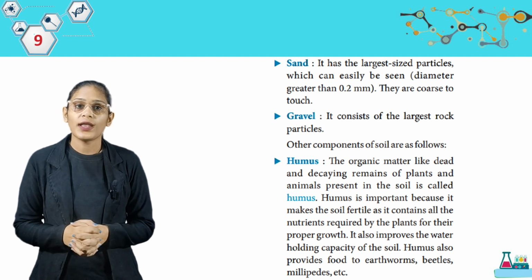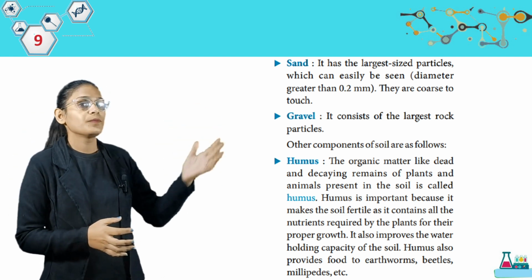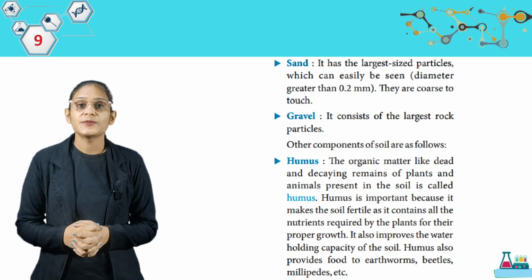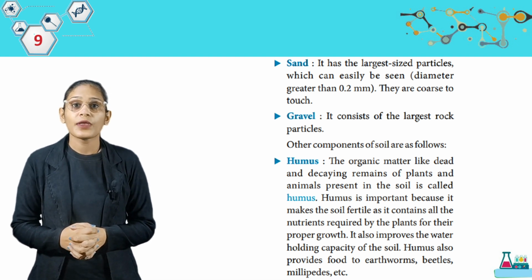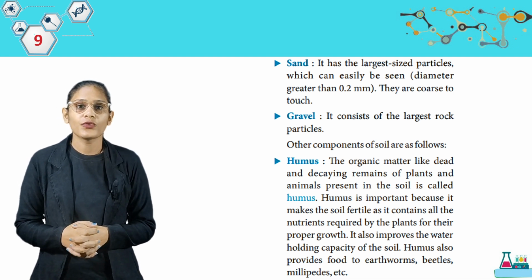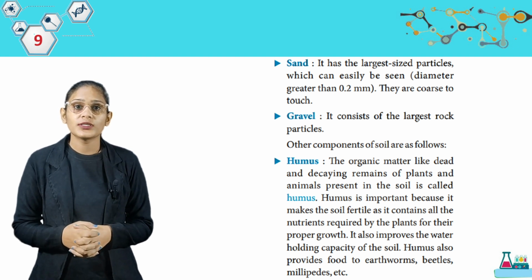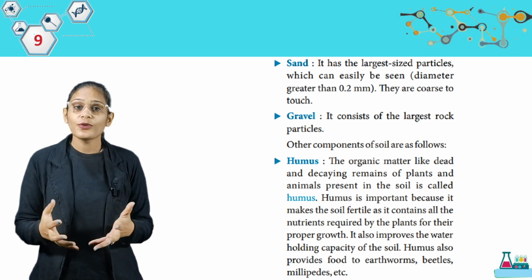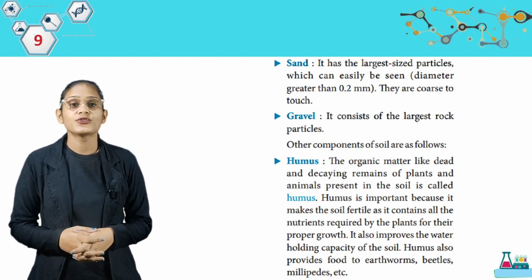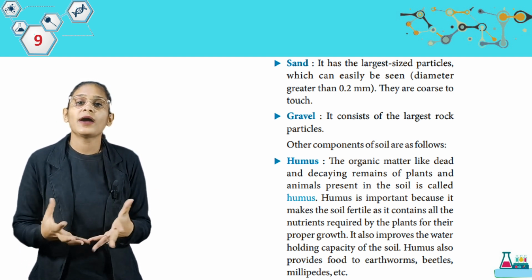Other components of soil are as follows. Now we have some other components, students, that is humus. The organic matter like dead and decaying remains of plants and animals present in the soil is called humus. Humus is important because it makes the soil fertile as it contains all the nutrients required by the plants for their proper growth. It also improves the water holding capacity of the soil. Humus also provides food to earthworms, beetles, millipedes, etc. So students, humus kya hai? Aapko growth provide karata hai plants ko. Important part hai soil ka.